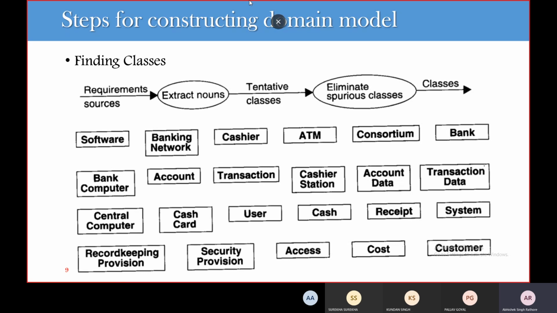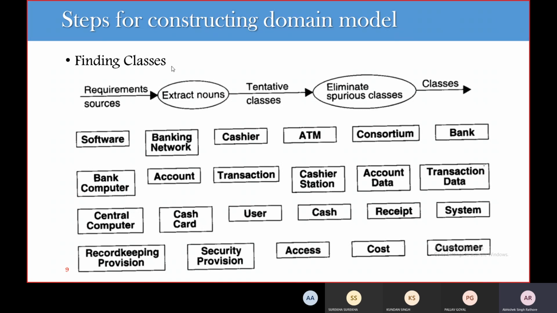So these are different classes. We have requirement sources available, then we go for extracting nouns, and these are supposed to be the different tentative classes that are available, and then we'll eliminate superfluous classes. So we'll focus on the abstract view, and we'll focus on what instead of why and how. So we'll have some different classes, and this activity is carried out by yourself in your first practical.